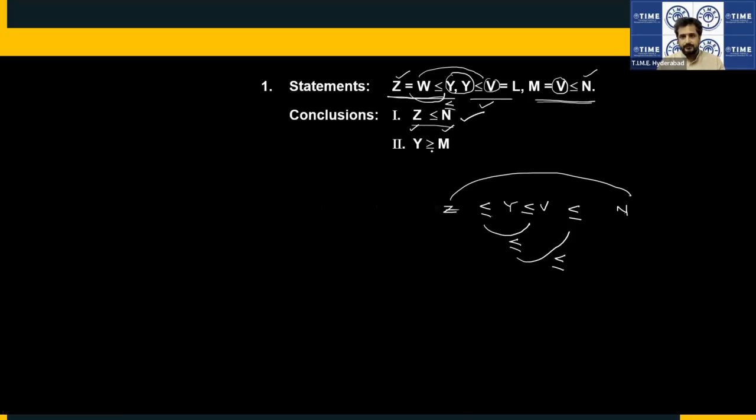Y and M. To combine Y and M, the common term is V. So let's take the V common term, and take these 2 elements on either side of V, Y and M. What is the relation between Y and V? Y less than or equal to V. What is the relation between V and M? V equal to M. Now less than or equal to and equal to leads to less than or equal to. The conclusion we can draw is Y less than or equal to M. But what is given here? Y greater than or equal to M does not follow. So only 1 follows.